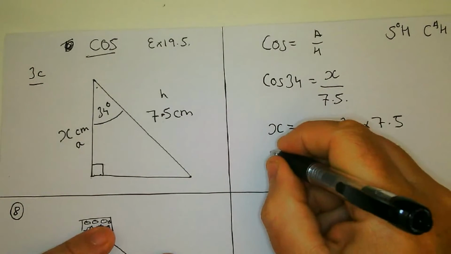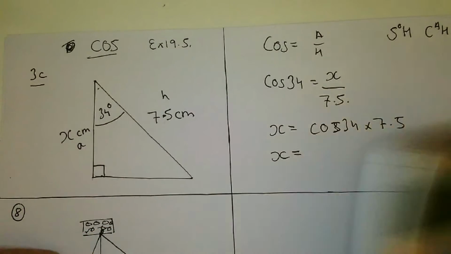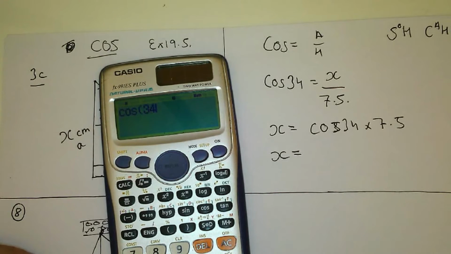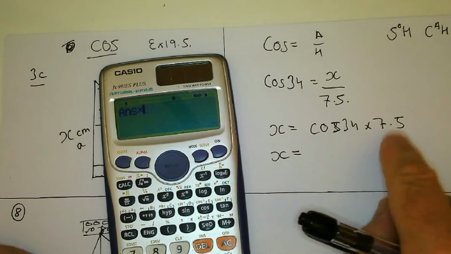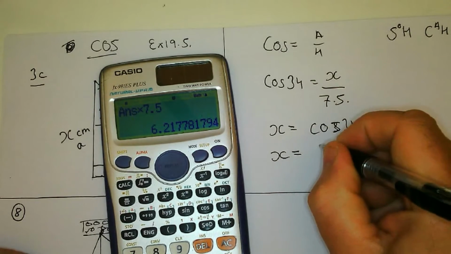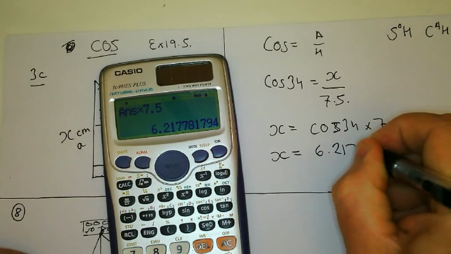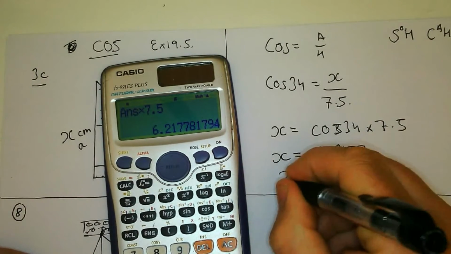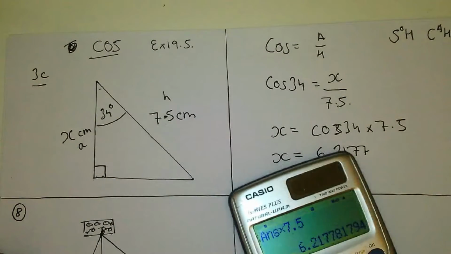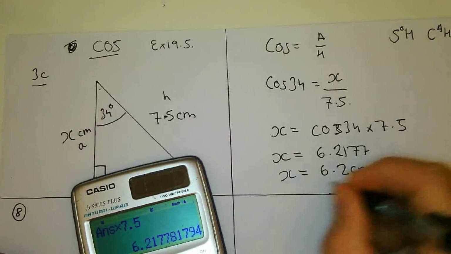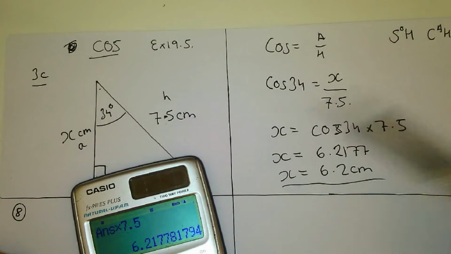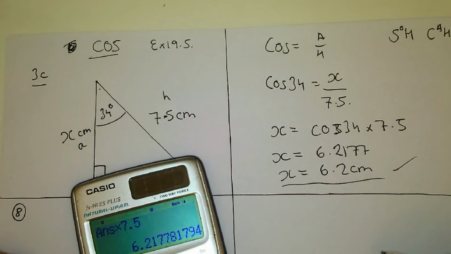So I'm going to do the cos of 34, times it by 7.5. There you go. 6.2177 and so on. X equals, let's round that to one decimal place, 6.2 centimeters. Big side 7.5, so a smaller side must be less than that. I'm okay with that.